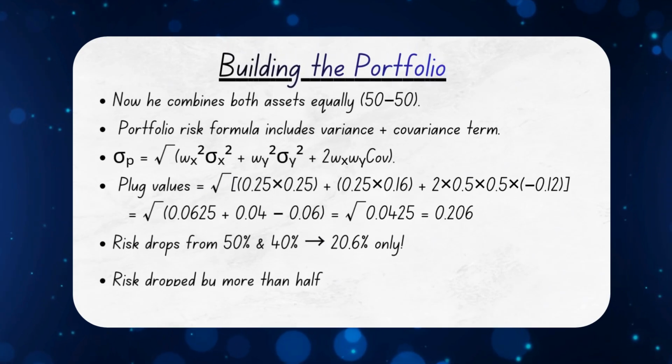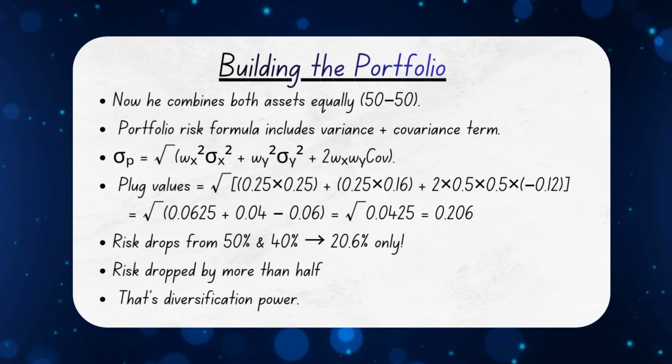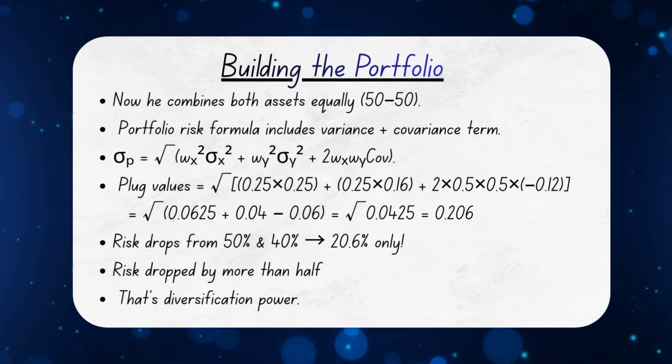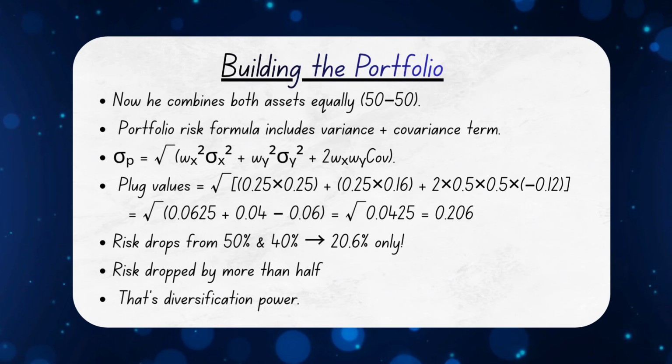Now, when we plug everything into the portfolio risk formula using equal weights, we combine the variances and subtract the covariance effect, and the final portfolio standard deviation drops to just 0.206, or about 20%. Think about that for a moment.